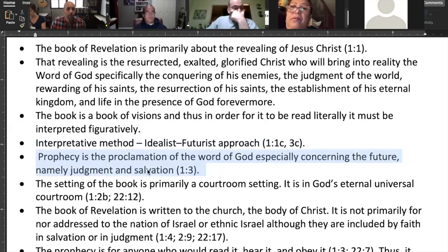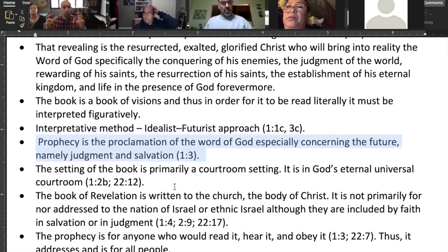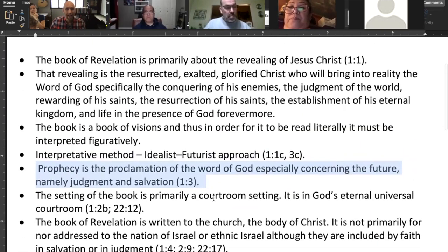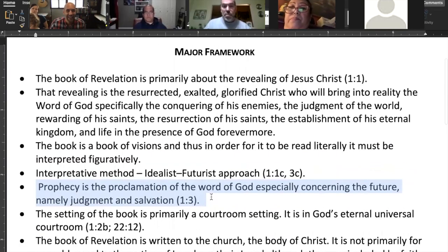Number five. Prophecy is, so this is concerning Joy's question. Prophecy is the proclamation of the word of God. So fundamentally, prophecy is a proclamation of the word of God, especially concerning the future. But it's not just any future. It's not just the lottery. It's not dealing with that. It's concerning judgment and salvation. The prophets always declared the word of God, and it always concerned judgment and salvation. So it's very specific. And if we are to be saved, it applies to us. It applies to us.